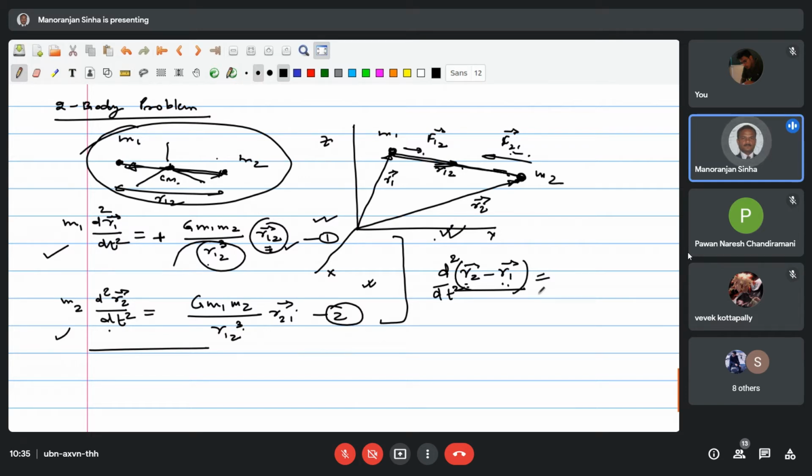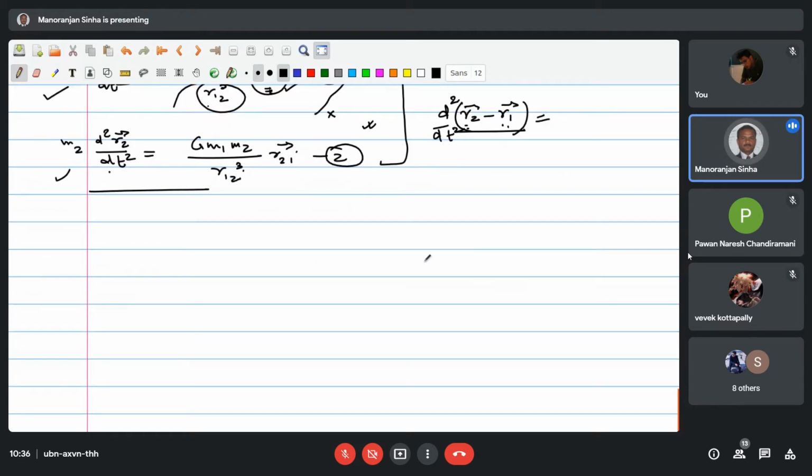Now before solving this problem, we need to realize certain things. See, here we have two second order vector differential equations. Two second order vector differential equations.